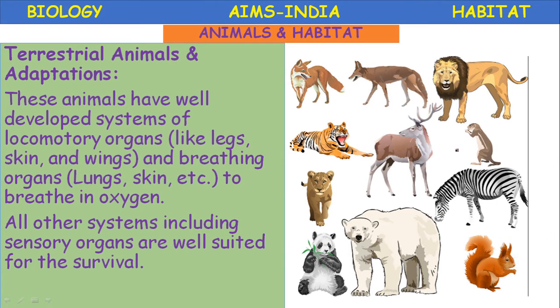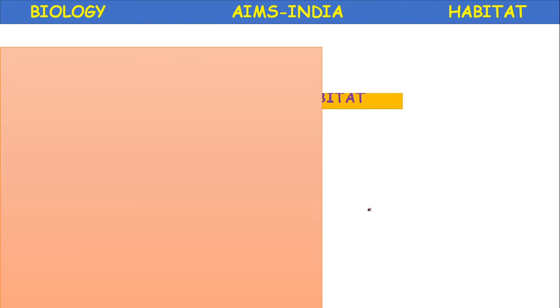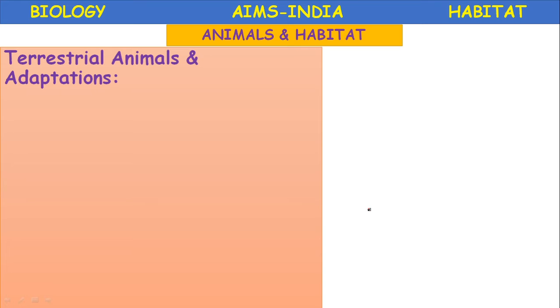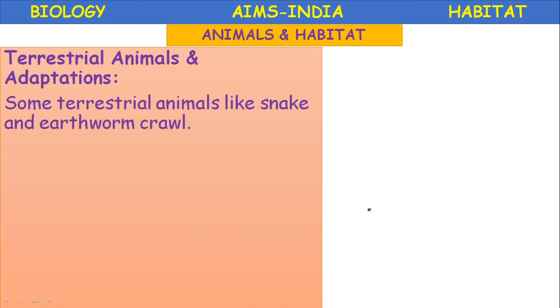See these animals: fox, owl, lion, tiger, deer, squirrel, zebra, kangaroo rat, a polar bear, a panda, a lion. These are all the living organisms which we find on land. Now the adaptations. Some terrestrial animals like snakes and earthworms don't have locomotory organs like legs. They simply crawl.